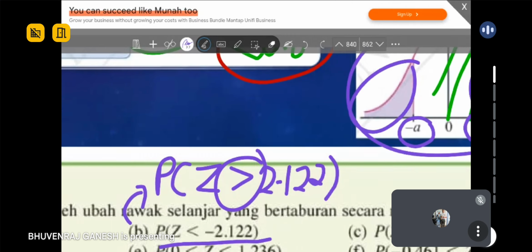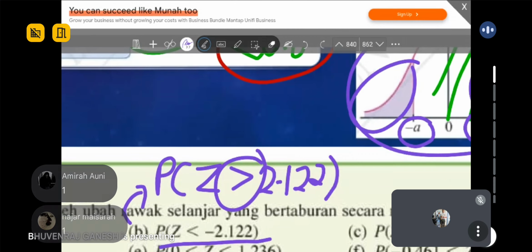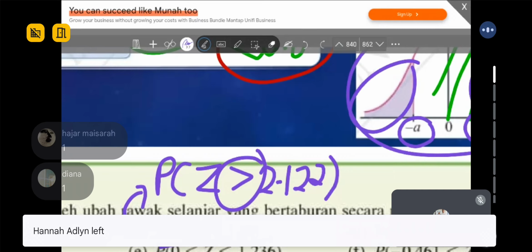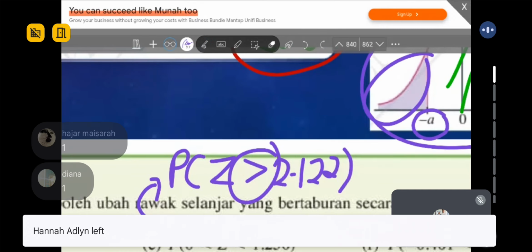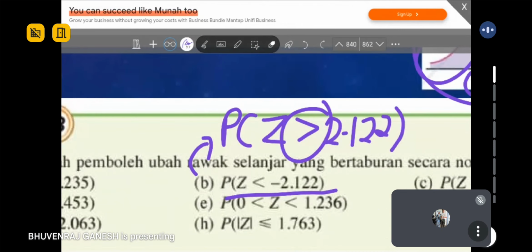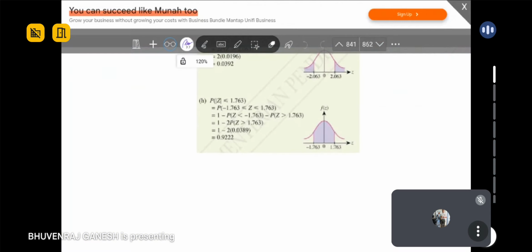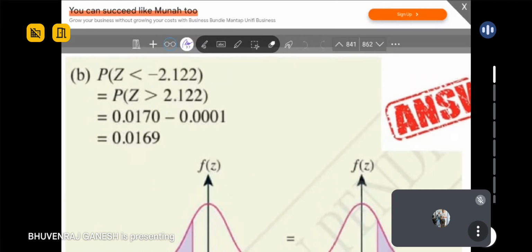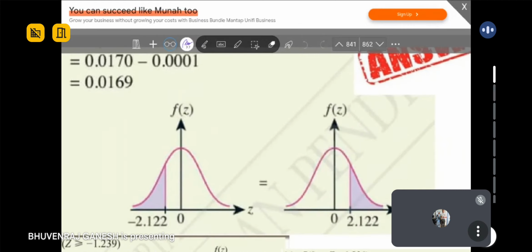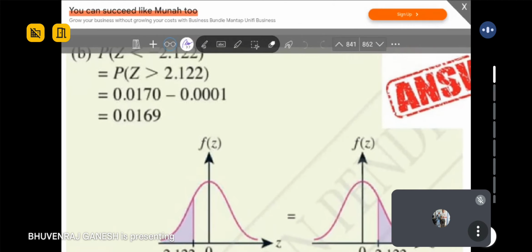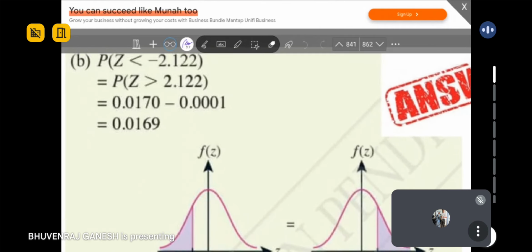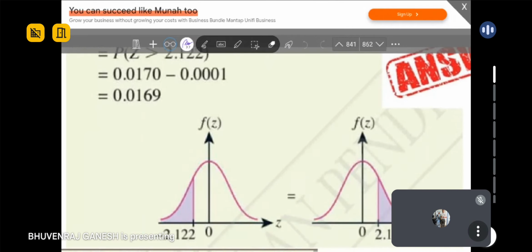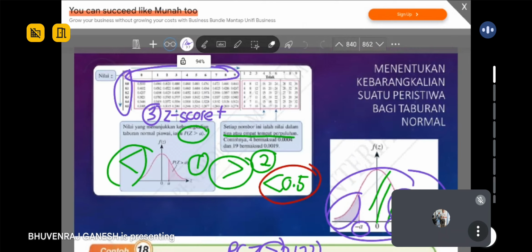You will use this very frequently, guys. Kamu akan guna ilmu ni sangat kerap dalam bab ni. So then, kamu ulang saja langkah sama. Repeat the same steps only. So you can see over here, for question B, they changed the symbol, and then kamu baca dari jadual. Just read back the table. Okay, let me see. Do they give the table or not?